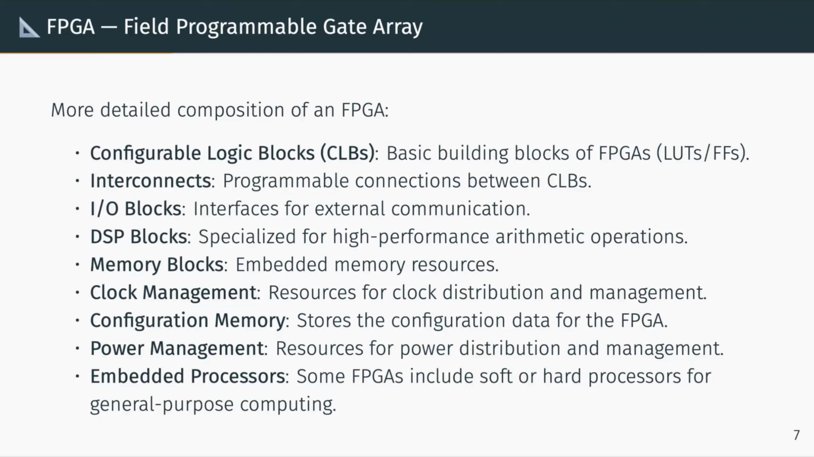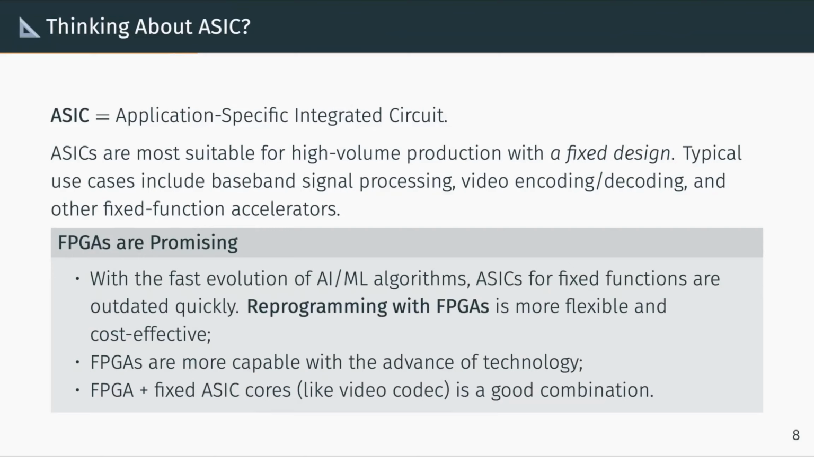And now maybe we can still think about having some kind of ASIC, because Apple, for example, claims to have a neural chip. But ASICs are most suitable for high volume production with a fixed design. So Apple can ship that with so many mobile phones. For most cases there is no such high volume for a fixed task, like baseband signal processing or video codecs.